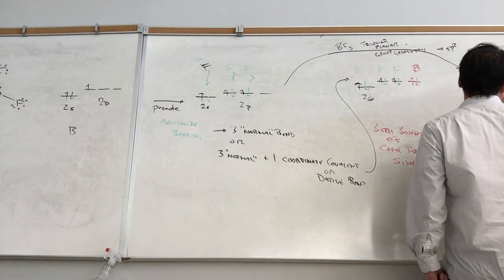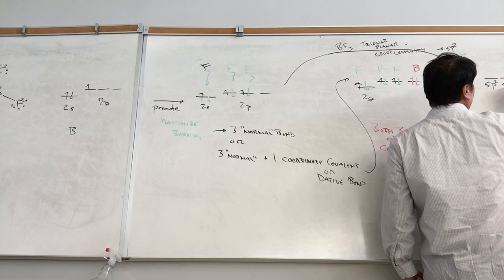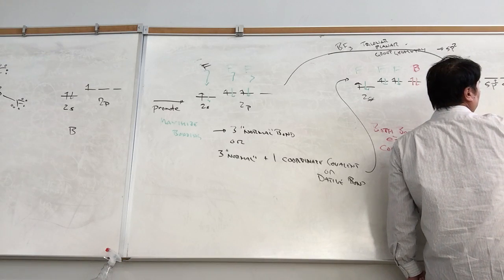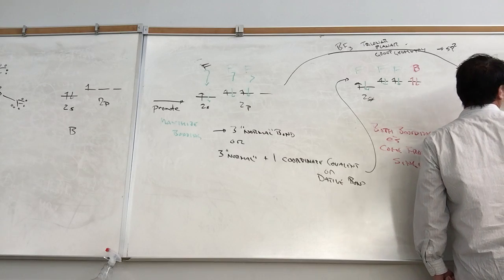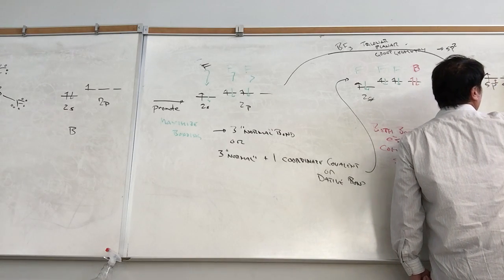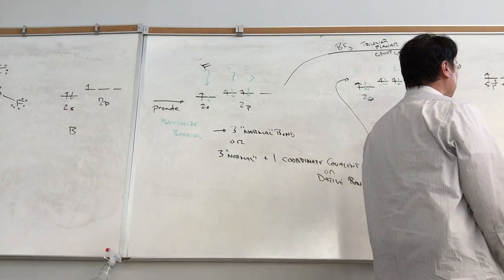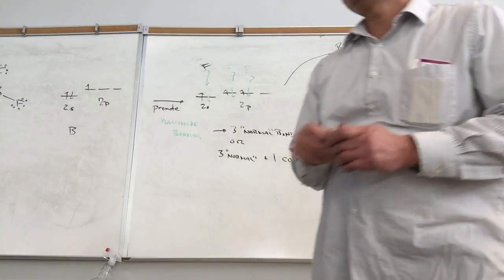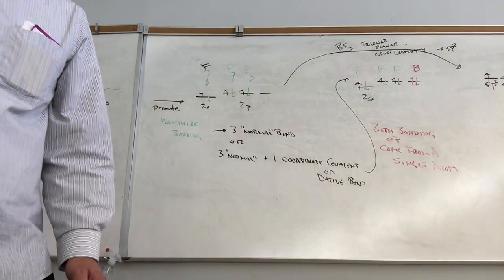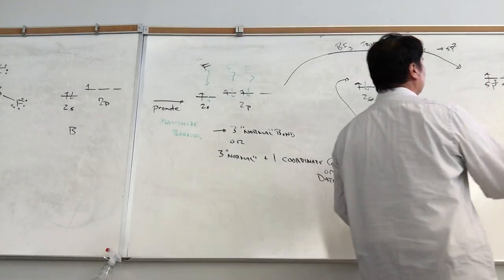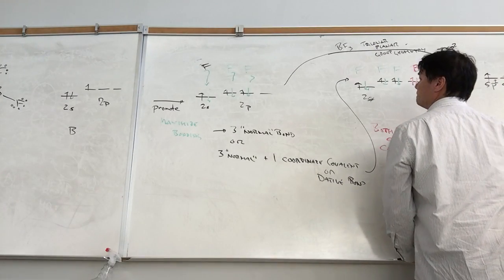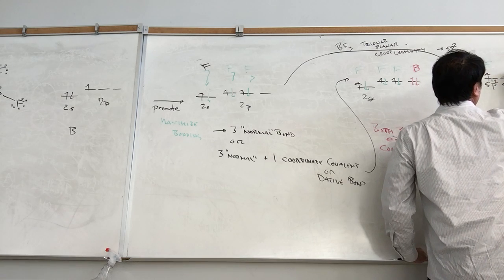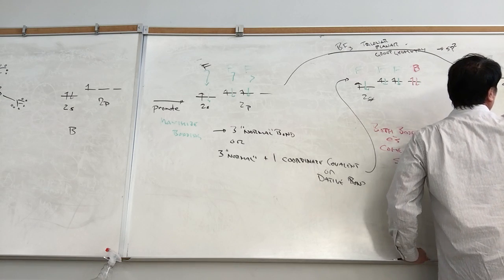sp2. And so we have 1 part s, 2 parts p, 3 orbitals like that, and then 1 unhybridized p. And boron's going to have 3 valence electrons like this. So this will be boron. And then the fluorines can come in here. Fluorine comes in here. Fluorine comes in here.